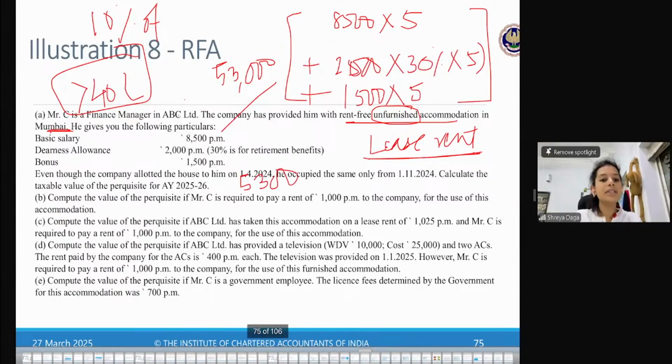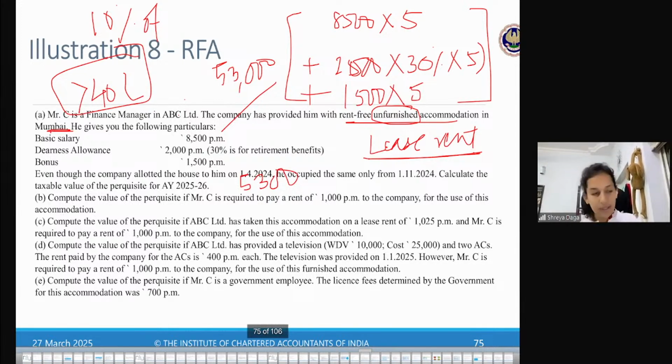Acha, this person is under which regime? Have they told you? No. Does it matter? For HRA it matters, but for RFA it doesn't matter. No, it doesn't matter because it is taxable under both. Okay, these are things you should keep reminding yourself so that you don't get confused in the exam. You have to understand what is relevant for you and what is not relevant for you. Very important to understand.